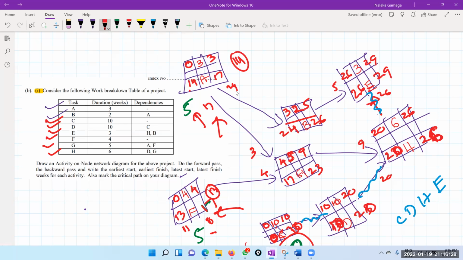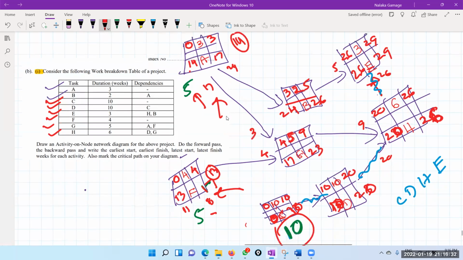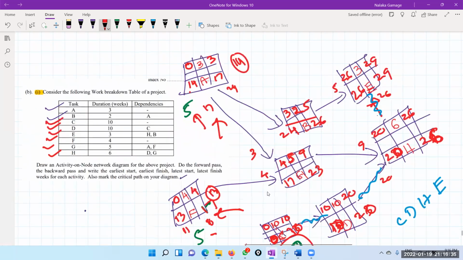Late start 24. Okay, let's take an example from our note.